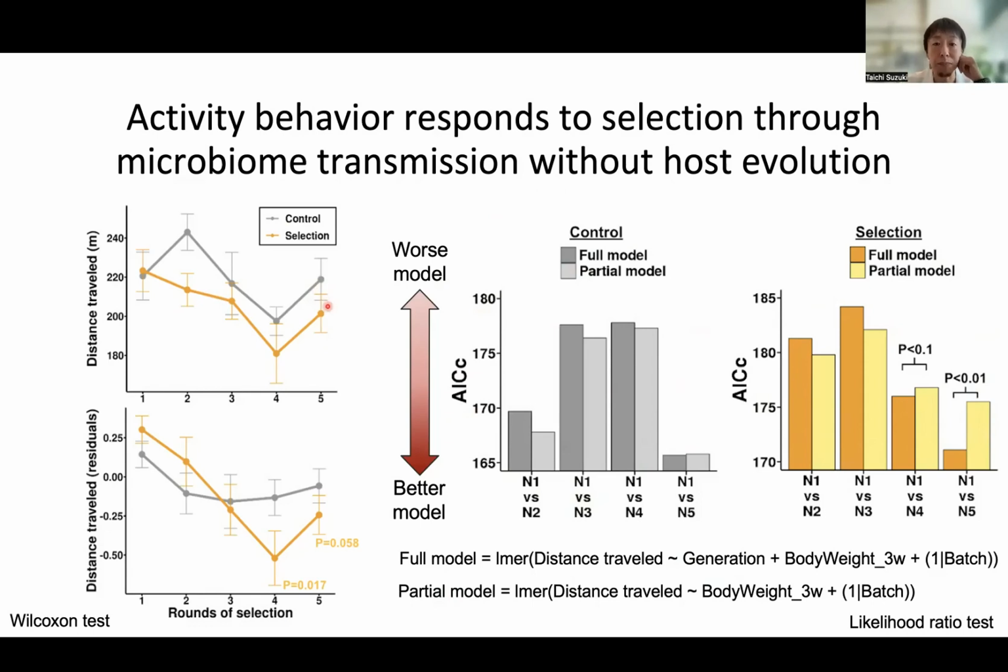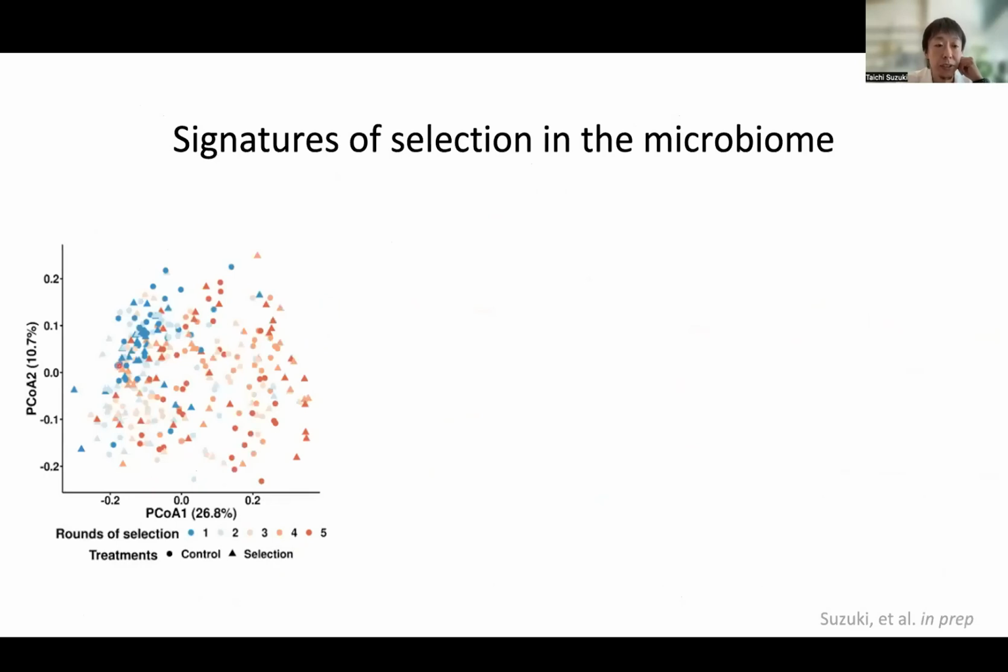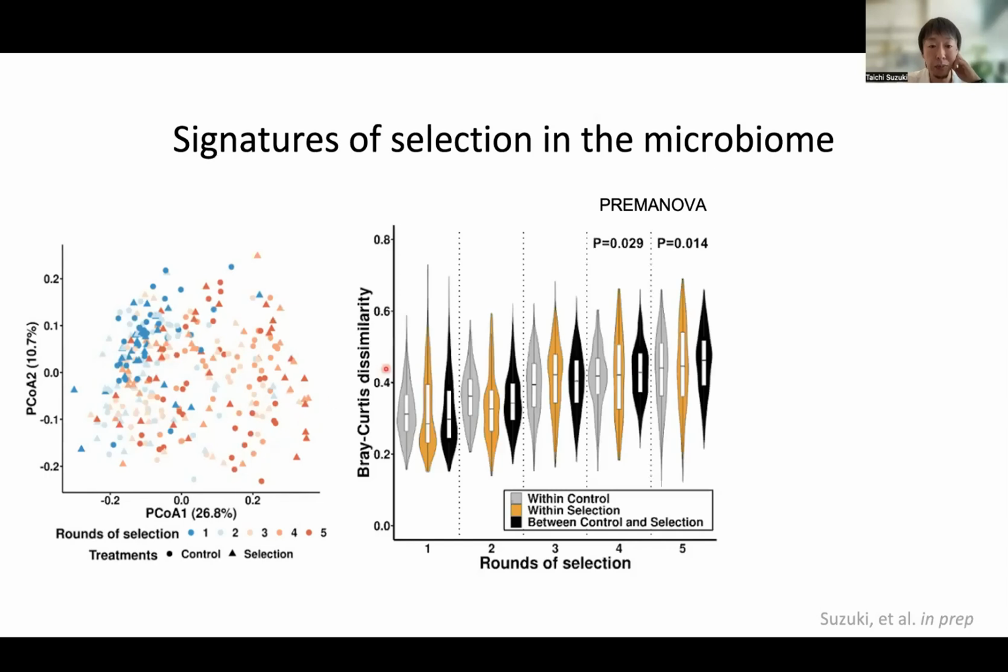So now let's look at the microbiome changes. Here, again, I'm showing you a PCoA plot of Bray-Curtis dissimilarity, colored by rounds of selection. So you can see a shift of the microbiome over time. And these symbols indicate the treatments. You can see these triangles and circles are overlapping at the beginning of the experiment, but later on it gets more separated. And you can see this more clearly from this figure.